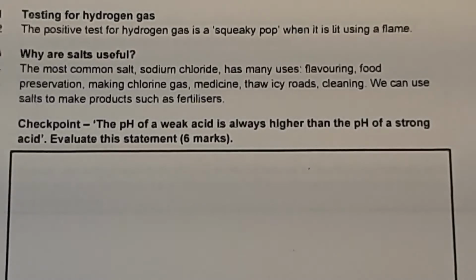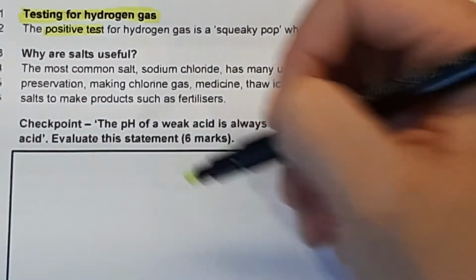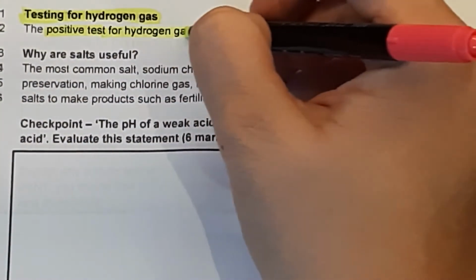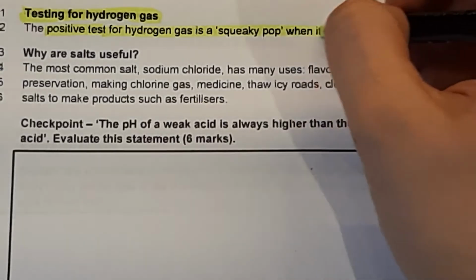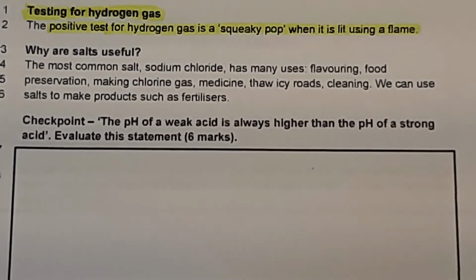So moving on to page 44, testing for hydrogen gas. And this is a really important test you need to know. So a positive test, that means the hydrogen gas is present, for hydrogen gas is a squeaky pop when you light it using a flame. And the way this works is you get a test tube which you think has the gas hydrogen in it. You put in a lit splint, so it's a bit of wood that you light, and you put it into the test tube. And if it makes a squeaky pop sound, like a high-pitched squeaking noise, when it goes in, then that is a positive test and it is hydrogen gas. If it doesn't do that, then it's a different gas that you have got.